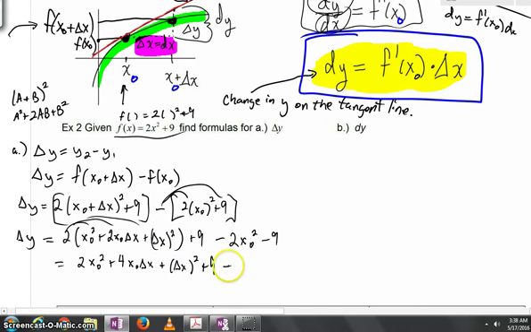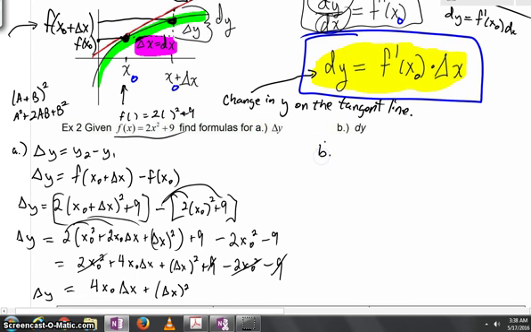I hope you can see some good canceling taking place. The minus 9 and the plus 9 are gone. A 2 x naught squared and a minus 2 x naught squared are gone. What does that leave us with? Well, plain and simply, 4 x naught delta x plus delta x squared. More to the point, even more importantly than just writing this formula out, this is the change in y on the curve, the true change in the y values on the curve.